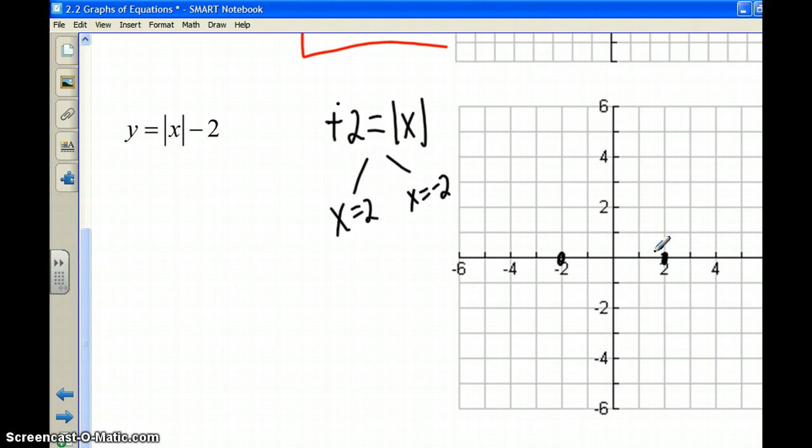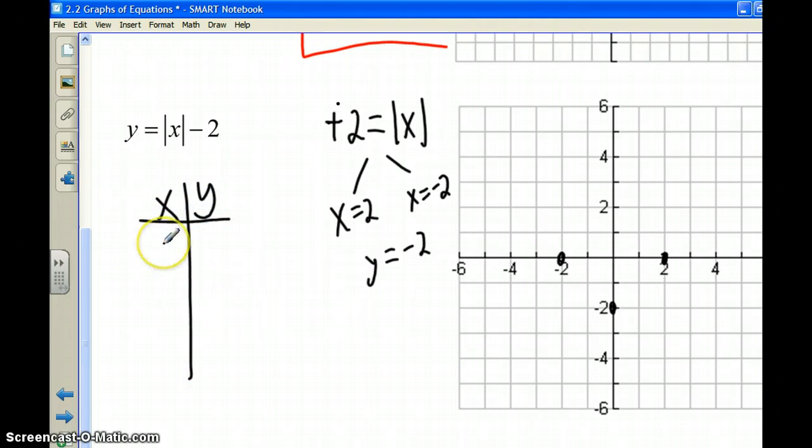Plug in x equals 0 to get your y-intercept. When you do that, you get y equals -2. So right here, I have a y-intercept. This looks very similar to the last graph. And maybe you're thinking it's going to be a parabola. Although this is absolute value, I don't think it's going to be a parabola, but I could see why you would think that.